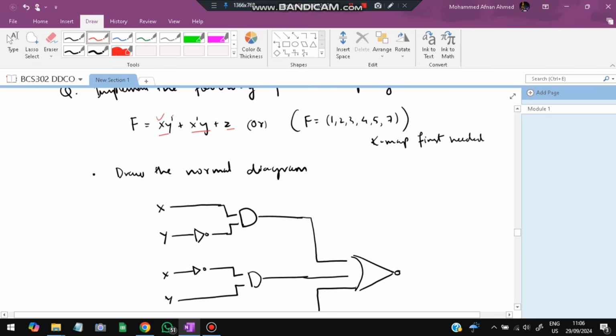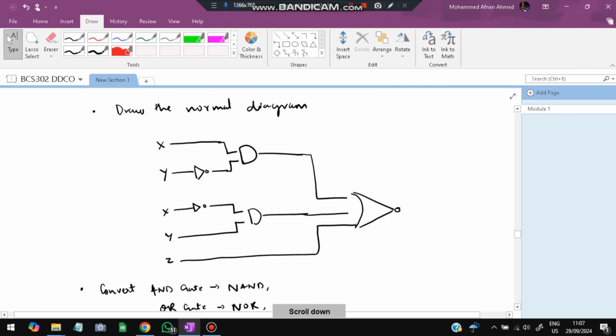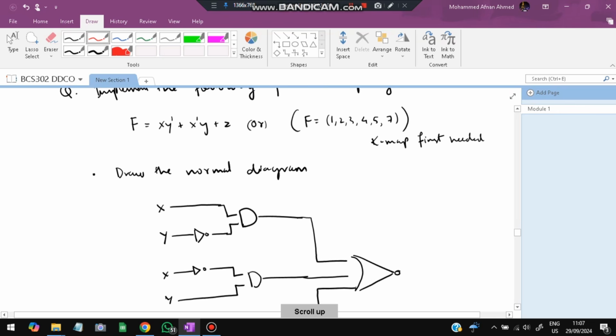So x is here and y will become a bar here, and this will be x y bar. This is x bar and this is y, so it will become x bar y, and this z will be as such here. So the inputs you have taken here give the three terms, x y bar, x bar y and z, and after them all are getting ORed, it will be passed to an OR gate here. Okay, this is the normal diagram.